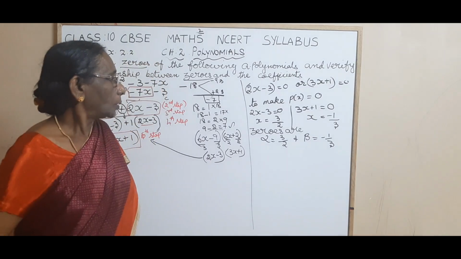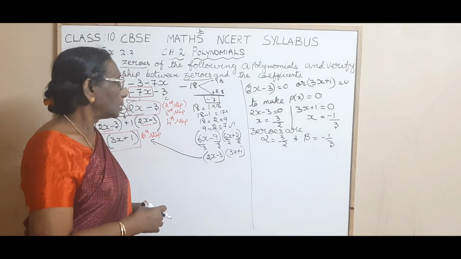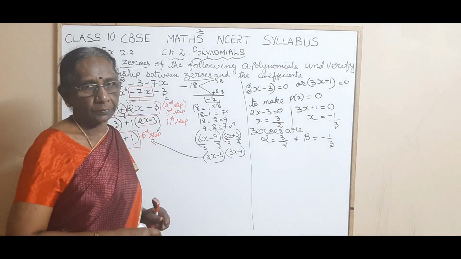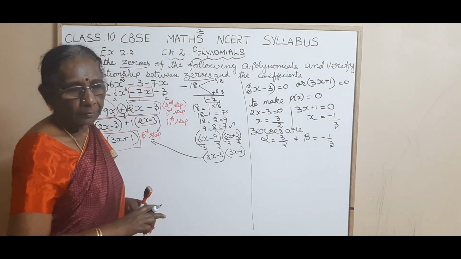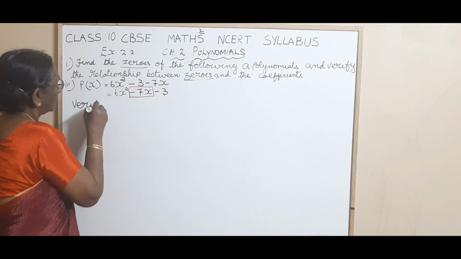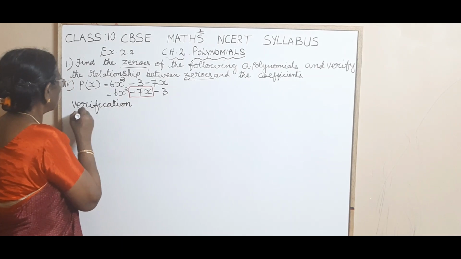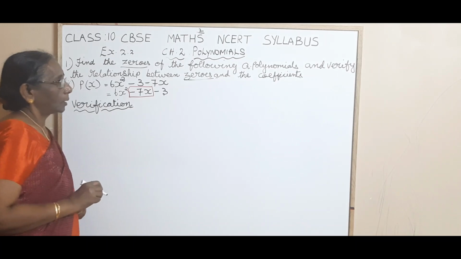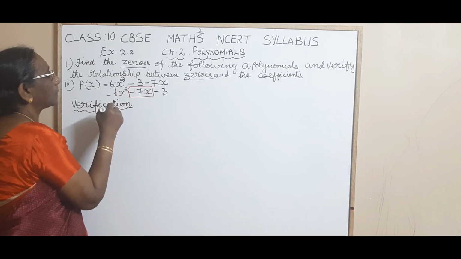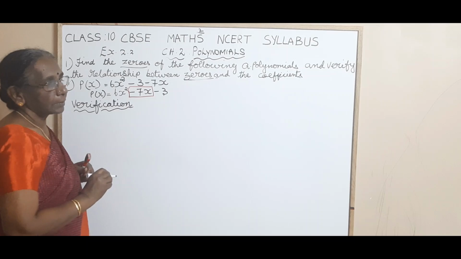Is it clear, children? So the first part is over. Now we will move to the second part. What is the second part? Verification of the zeros and the coefficients, the relationship. Verification of the relationship. So, for verification, let us write the coefficients of the given polynomial. So, P of x is what? 6x squared minus 7x plus 3.